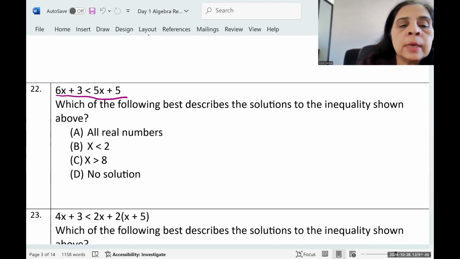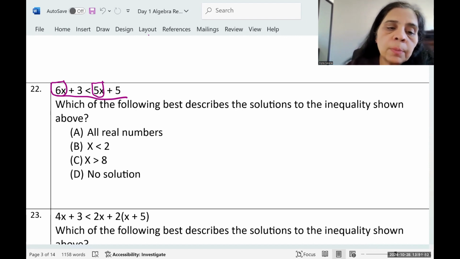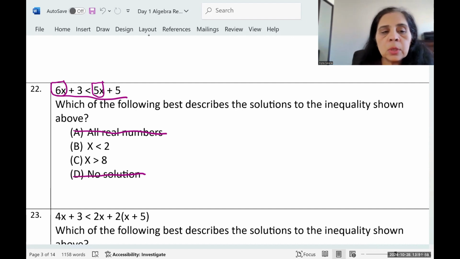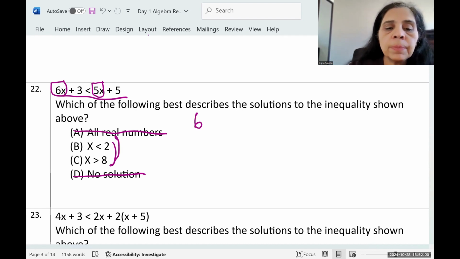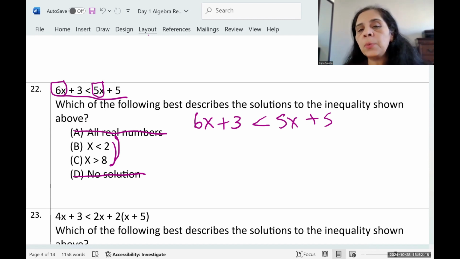All right, so let's see here. First thing we can see, we have different coefficients of the variable. If you are running out of time, how can you eliminate answer choices? I can see we have different coefficients of the variable, so definitely we will not get no solution or infinitely many or all real numbers. So I simply need to solve and get one of the other answers. So let's see. 6x plus 3 less than 5x plus 5. Also remember, when we have an inequality, we have one exception rule: if you multiply or divide by a negative number, you have to flip the sign.